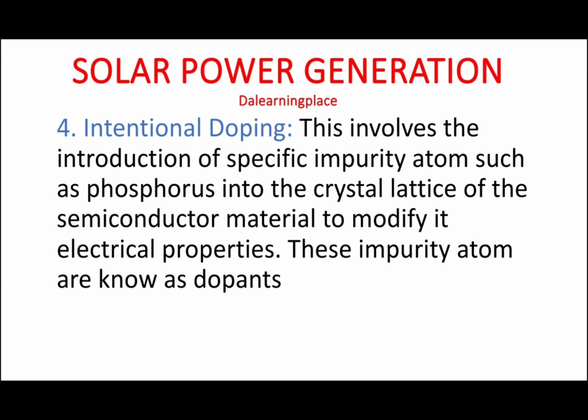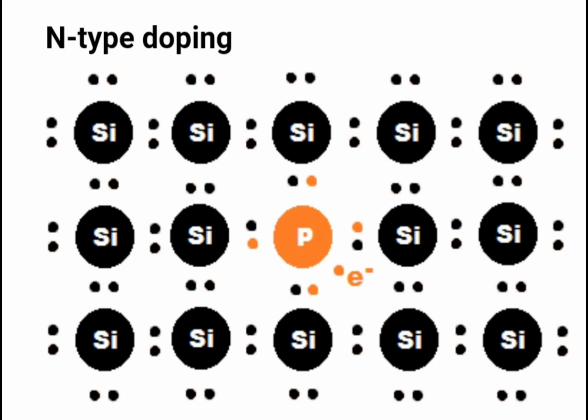Next is intentional doping. This involves the introduction of specific impurity atoms, such as phosphorus, into the crystal lattice of the semiconductor materials to modify its electrical properties. These impurity atoms are known as dopants.